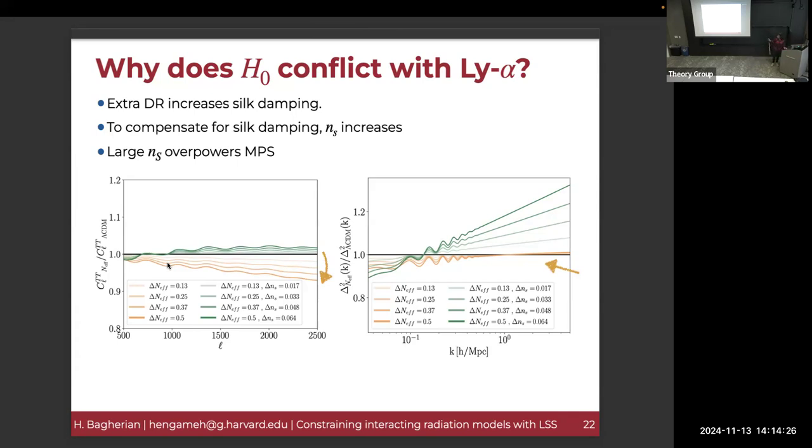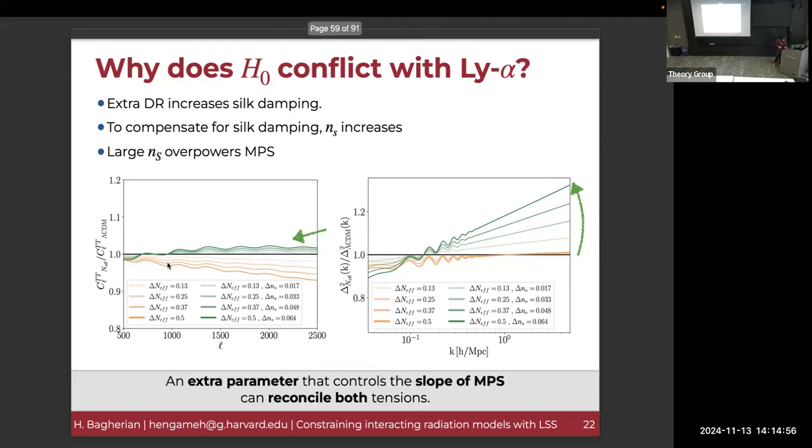So when I do fits, the silk damping is going to cause my CMB to be unhappy. The model compensates by increasing the value of NS to bring this back up here. But now, if I increase NS, my matter power spectrum is going to go up. This is why trying to add dark radiation to fix Hubble makes your large-scale structure issue worse. If I had an extra parameter that allowed me to play around with the slope of the matter power spectrum, then that would be the model that I'm looking for.